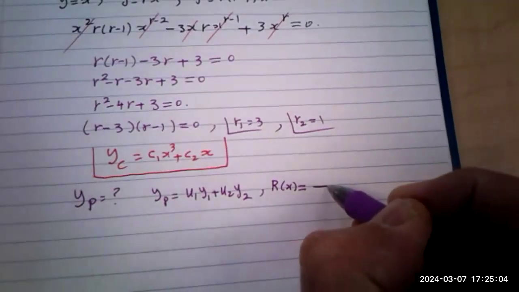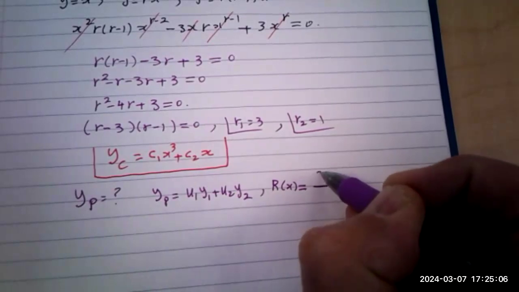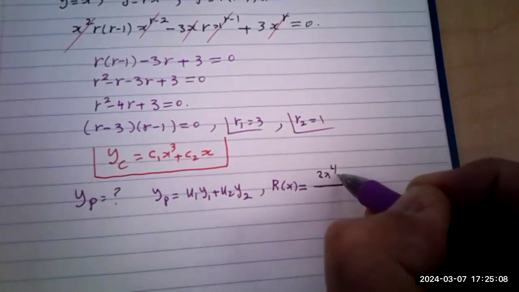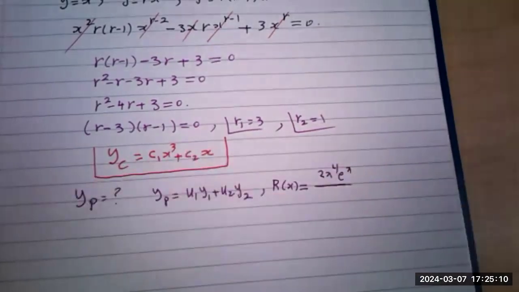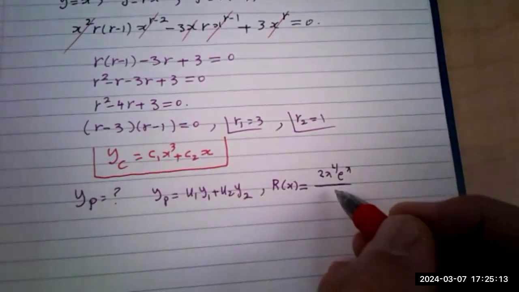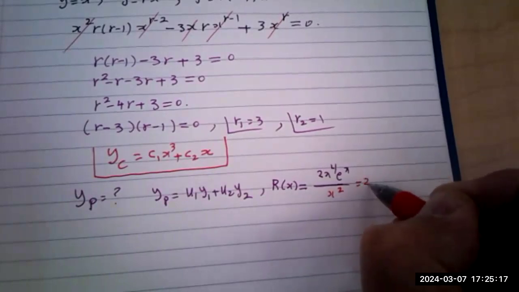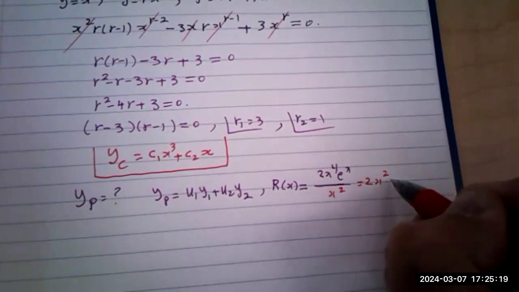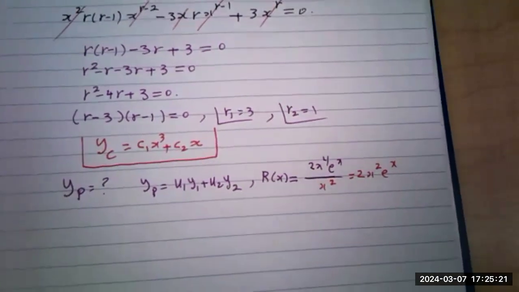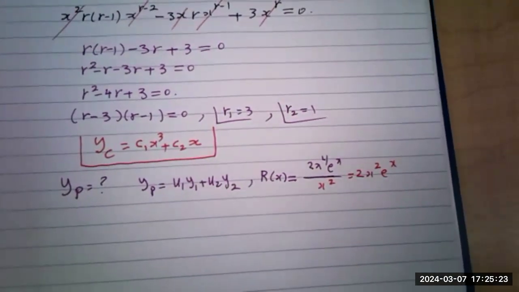So identify here, you see, the original one is 2x to the 4 e to the x, divided by x squared, the coefficient of the y double prime. So the R of x that you're going to carry from now on is going to be 2x squared e to the x. Any question? So you don't have to go back and divide.